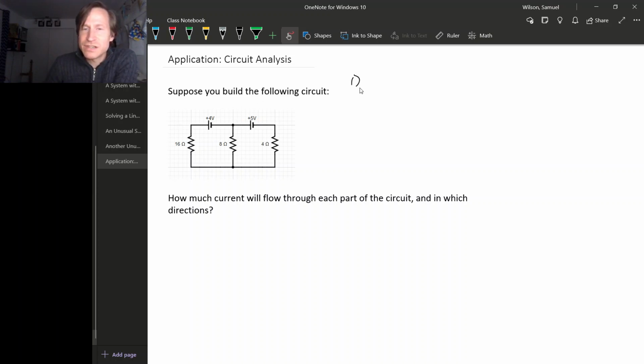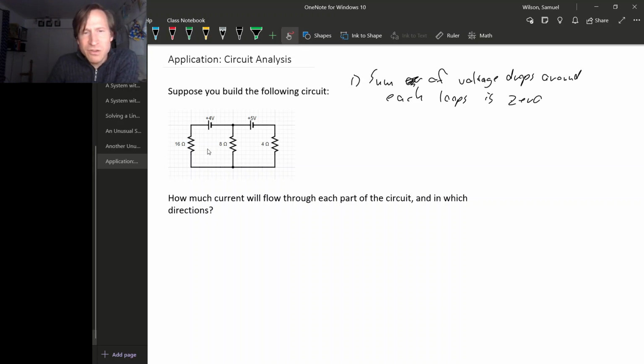There are two things to know about how circuits work. The first is called Kirchhoff's law. I don't remember how to spell Kirchhoff's, so I'm not going to try. But what Kirchhoff's law says is that the sum of voltage drops around each loop in a circuit is 0.